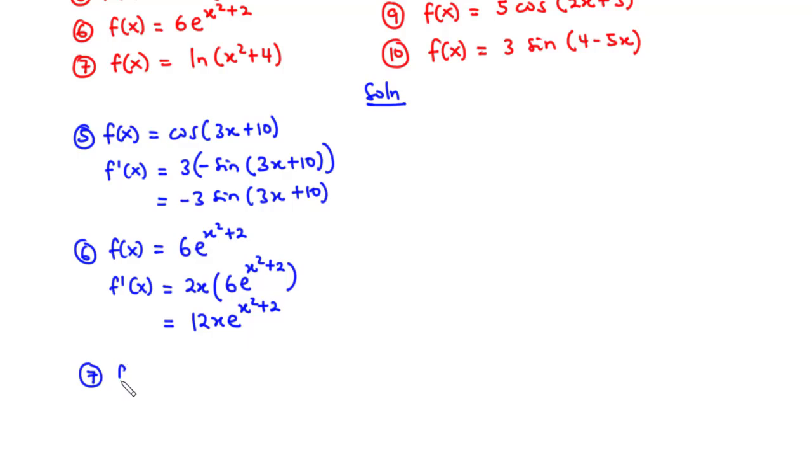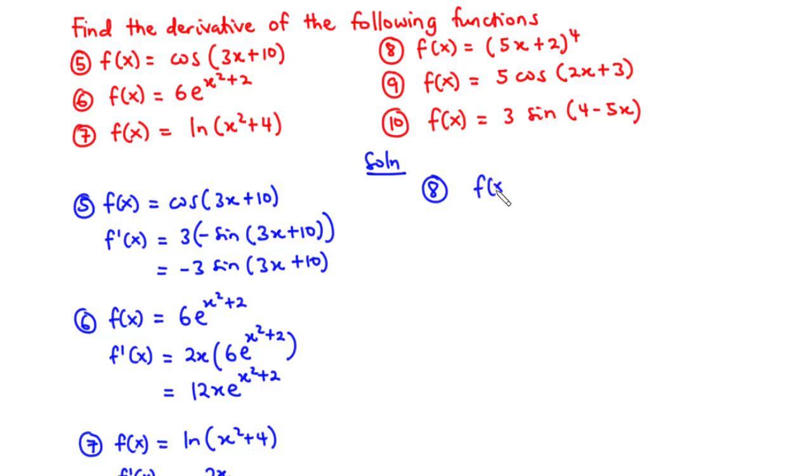7. We have f of x equals ln of x squared plus 4. So f prime of x is equal to, we are going to differentiate what we have in the bracket, and that is going to be at the numerator. So that becomes 2x divided by, we are going to repeat what we have in the bracket at the denominator. So that is x squared plus 4, and that is f prime of x.